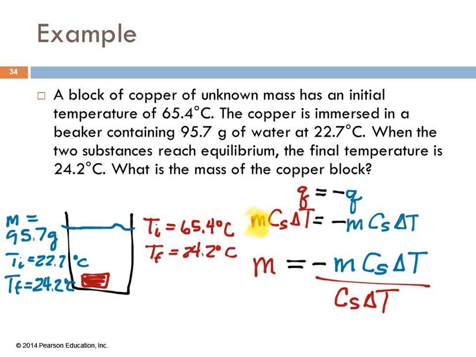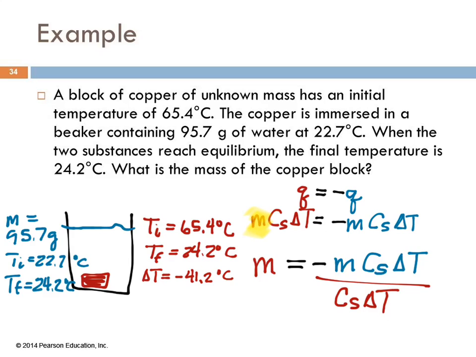What's the change in temperature for the copper? It's final minus initial. So the final temperature was 24.2. Subtract the initial of 65.4, and that's negative 41.2. The negative means the temperature went down. One of these temperature changes should be positive and one should be negative.